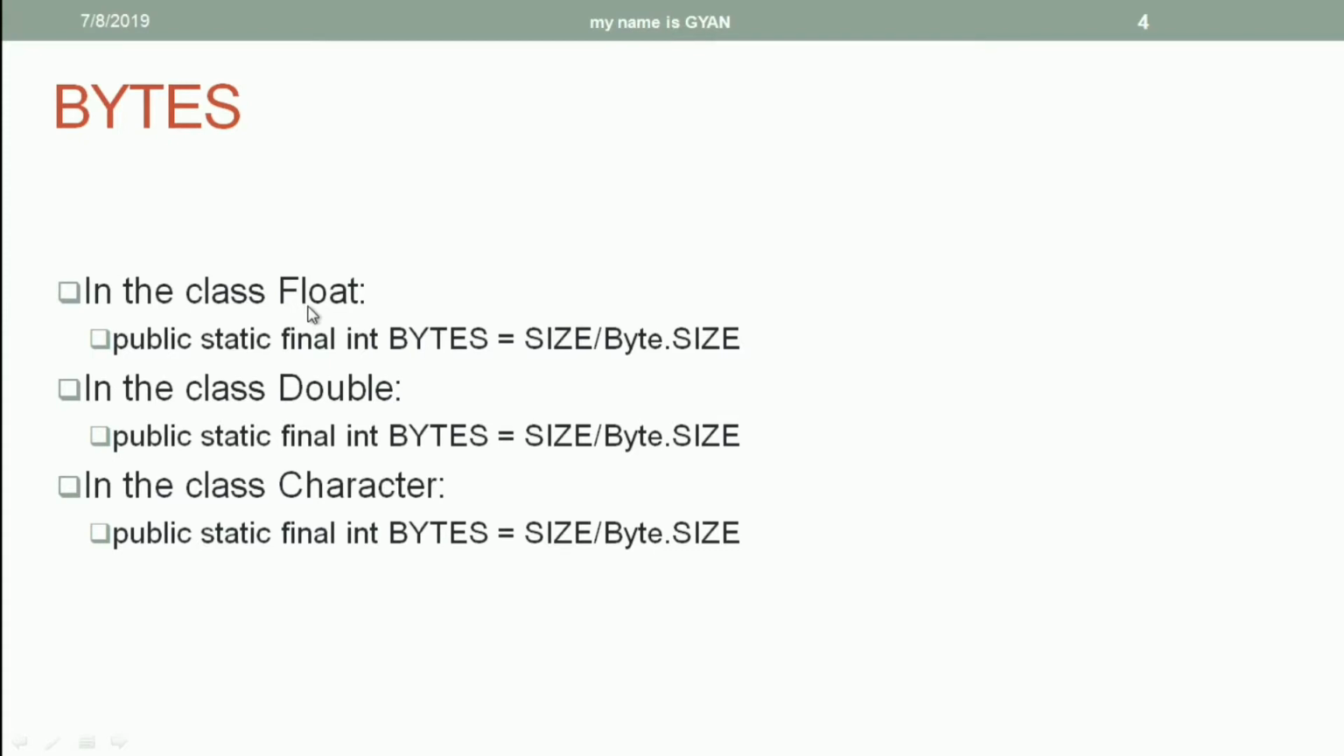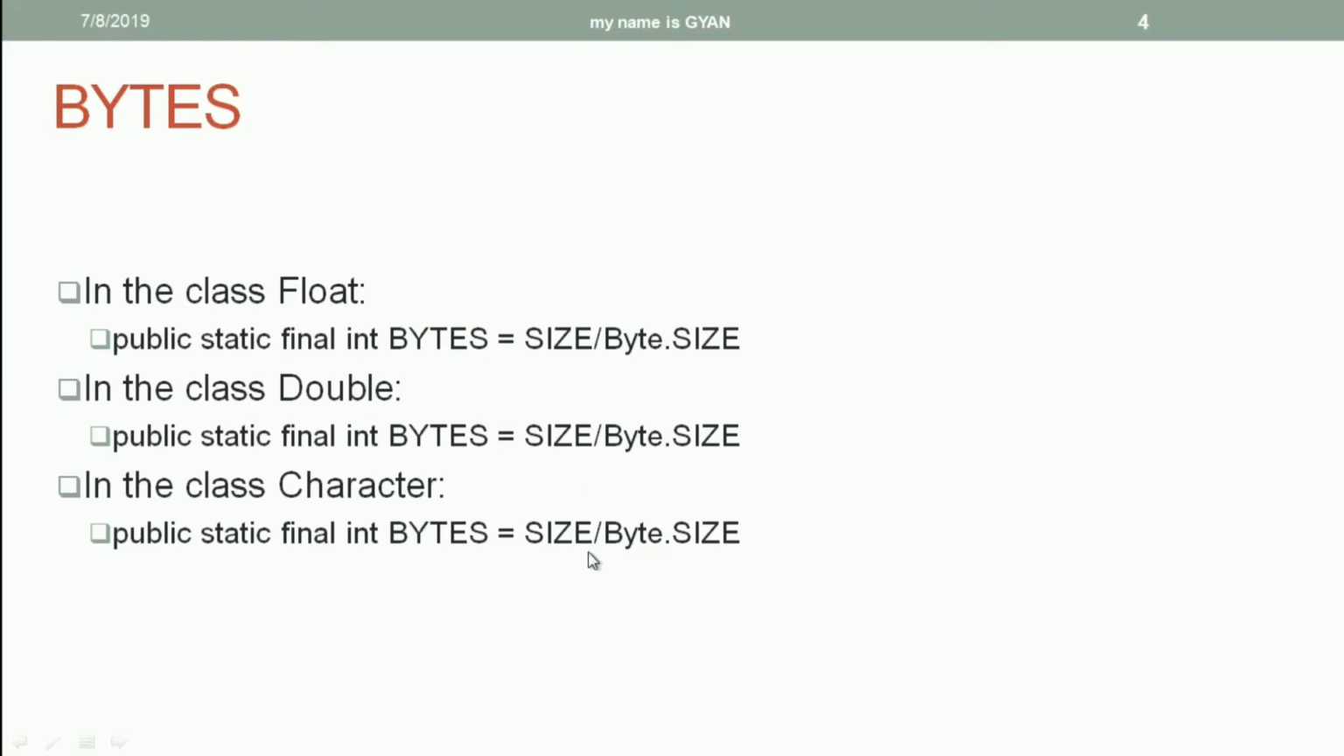Similarly, in the class Float, the value of SIZE is 32 and the value of Byte.SIZE is 8. That's how 32 divided by 8 is equal to 4. That's how the value of the field BYTES in the class Float is 4. The value of SIZE in the class Double is 64. Byte.SIZE is 8. 64 divided by 8 is equal to 8. That's how the value of the field BYTES in the class Double is 8.